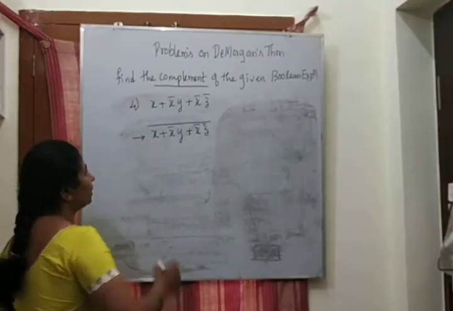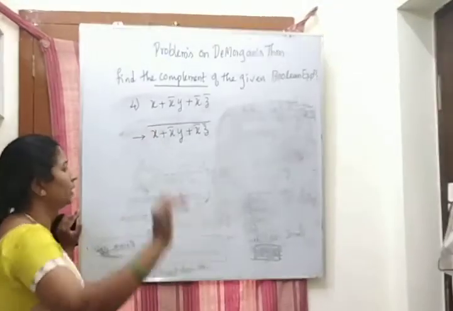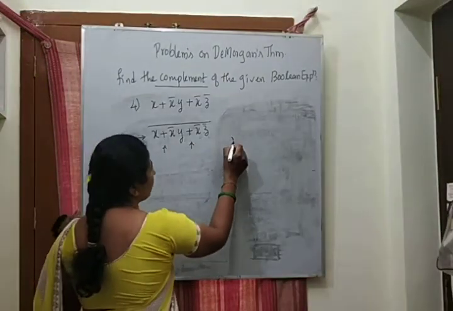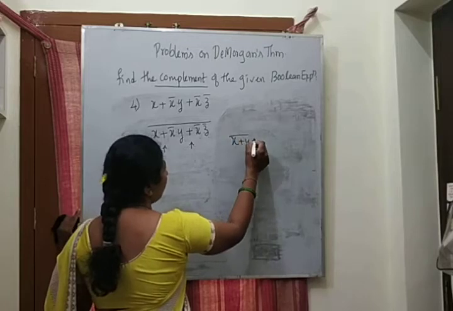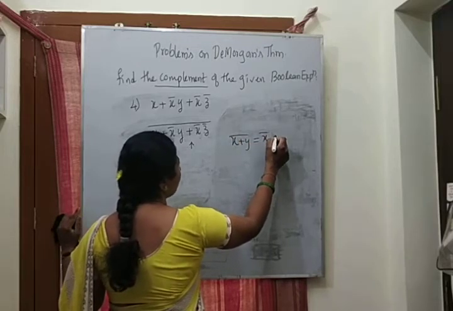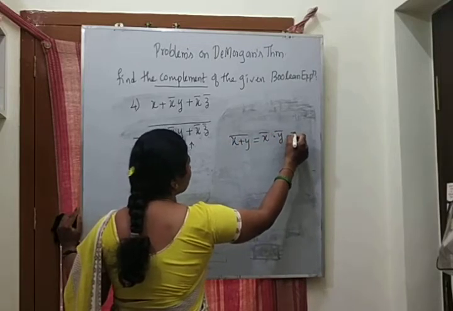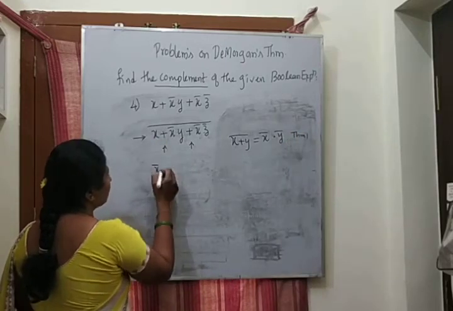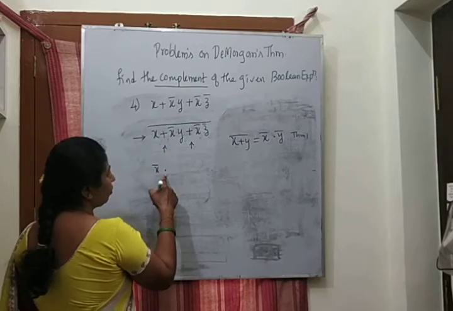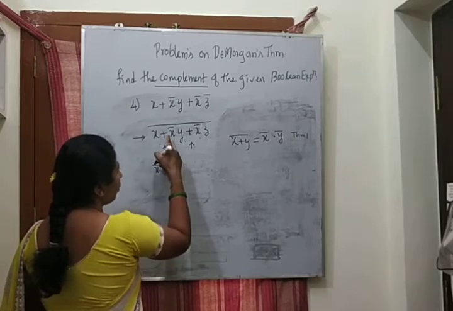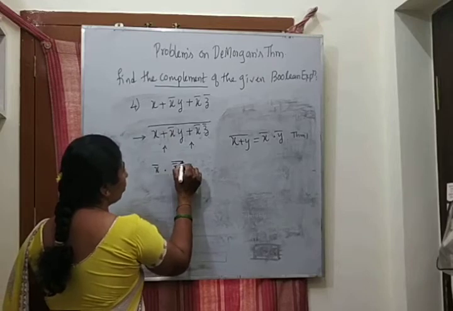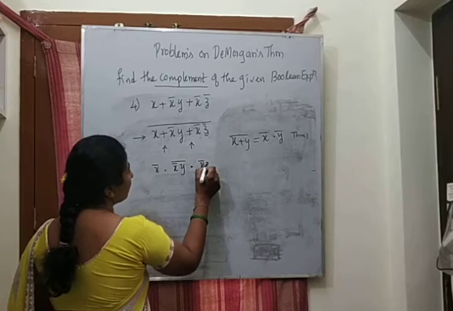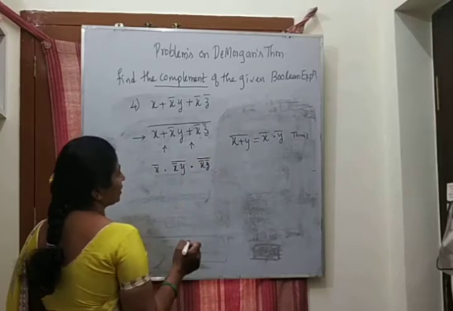We are applying De Morgan's theorem. We have applied the complementation. Here plus is there, so which theorem? Yes. X plus y whole bar can be written as x complement into y complement. This is your theorem number 1. X complement plus was changed to dot. X has a complement y whole bar dot x dash z dash whole dash.